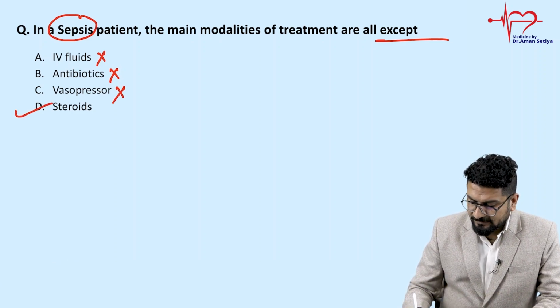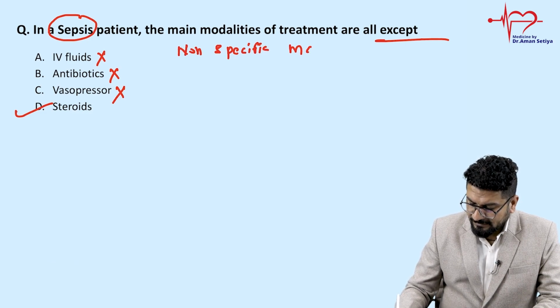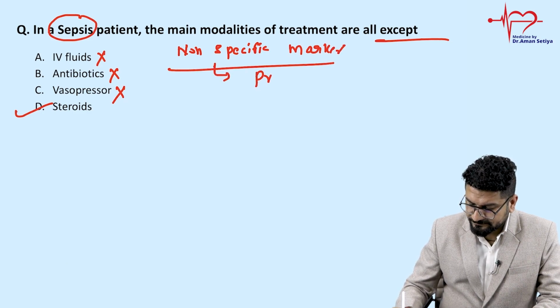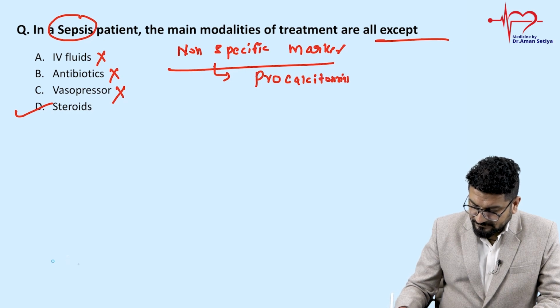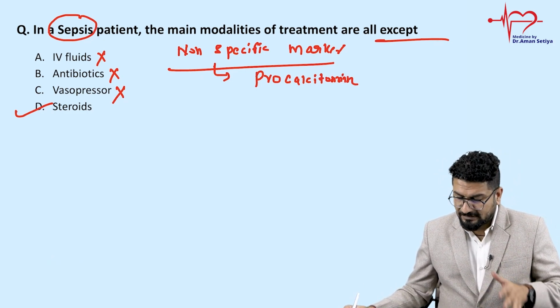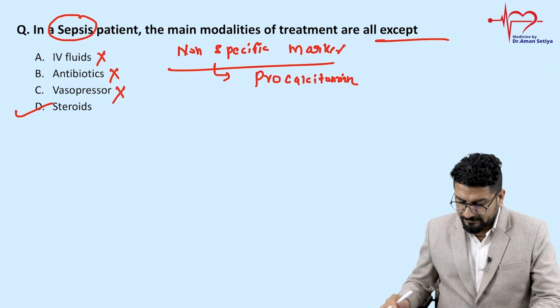They can ask you a question in the exam: what is a non-specific marker for sepsis that we use in practice? We call it procalcitonin. Other markers like ESR, CRP, ferritin are also markers for sepsis, but what you have to remember for the MCQ is procalcitonin.